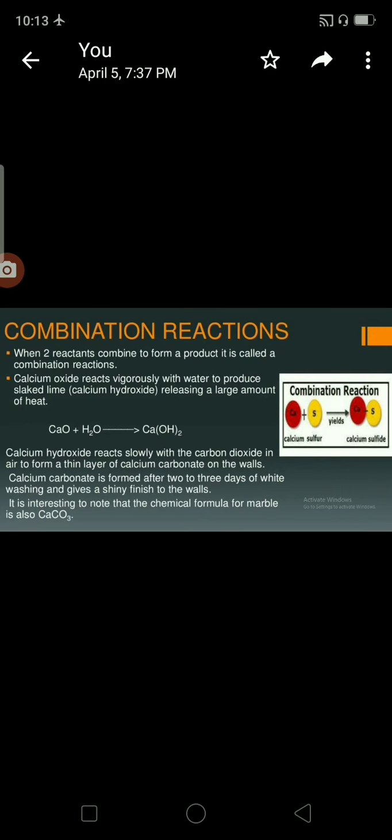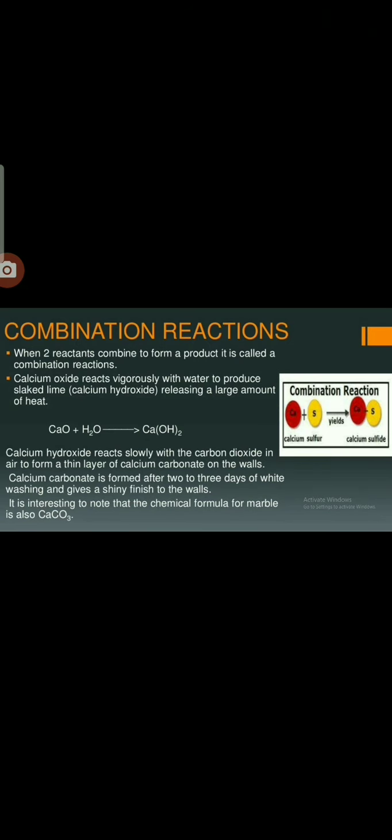We know that when two reactants combine to form a product, it is called a combination reaction. I think we already did examples in our previous classes, so I am going a little fast. Just check this. For example, calcium oxide reacting with water, we get calcium hydroxide. It is a simple reaction. We studied A plus B gives C. So here calcium oxide reacts with water and we get calcium hydroxide.